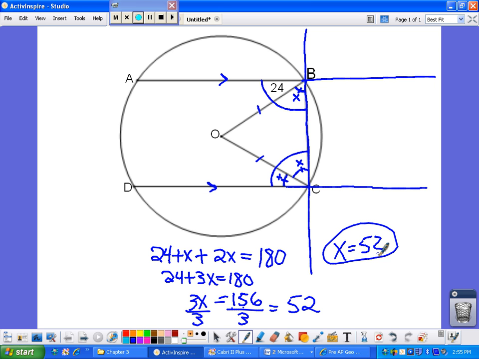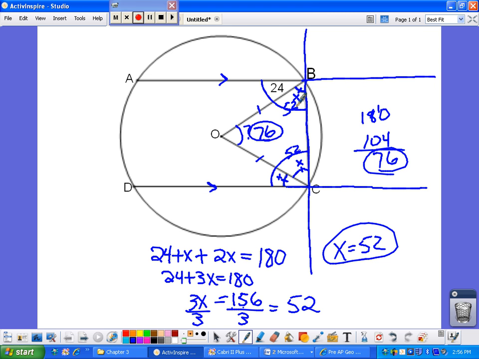But that's not what I'm trying to find. I know that this angle here is 52. This angle here is 52. And I really want to find this angle right here. Okay, well, that's 104. And I know that all triangles, all three angles must add to 180. So 180 minus 104 is 76 degrees.